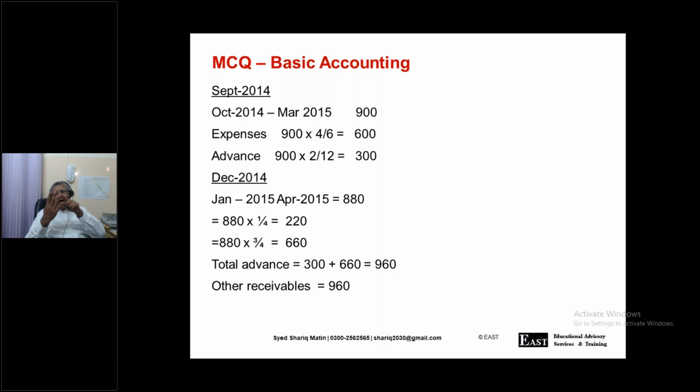January, February, March, and April. It will consume for the month of January, it is advance for February, March, and April. So 880 into 3 or 4, which is 660. So in one of them, it is 300 advance. In the other one, it is 660 advance. So the total advance is 960, which is considered as other receivable.